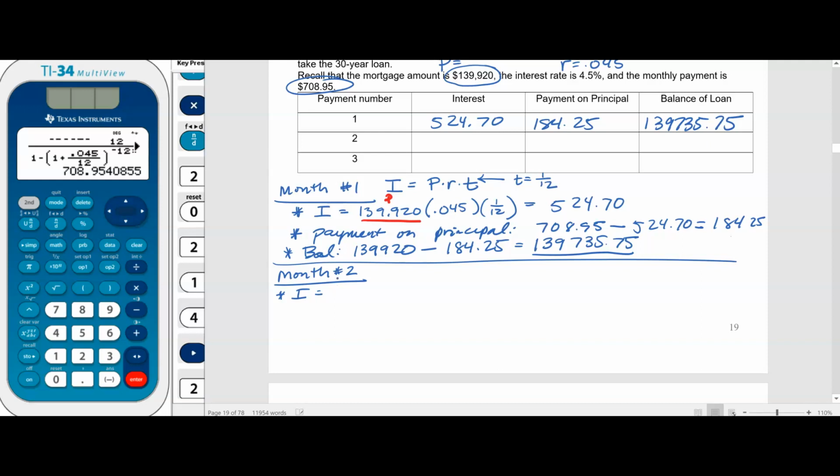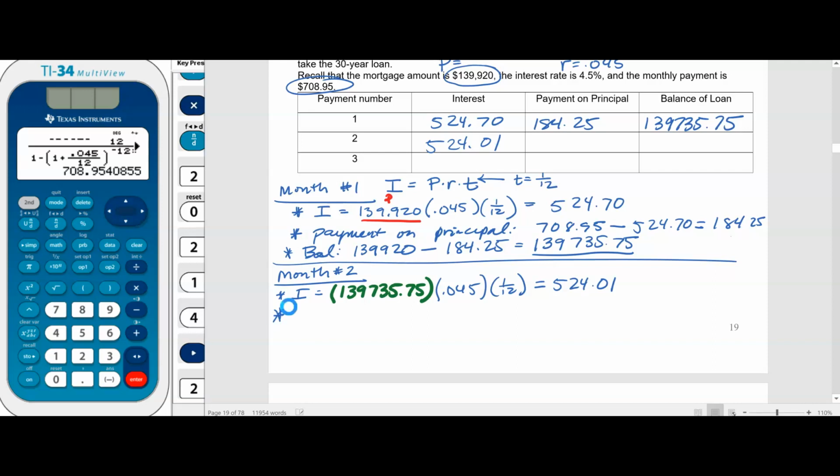And we're going to take, in this case, it changes. So our balance changes, and I'm going to use a different color for what changes. So I'll use green. So we're going to use the balance on the loan, $139,735.75. Okay, that changed since we paid a little bit of it down the last month, times 0.045 times 1/12. So we multiply that, we get 524.01. And you notice that's a little bit smaller than the last month's interest. So we slowly pay less interest to the bank and a little bit more on principal.